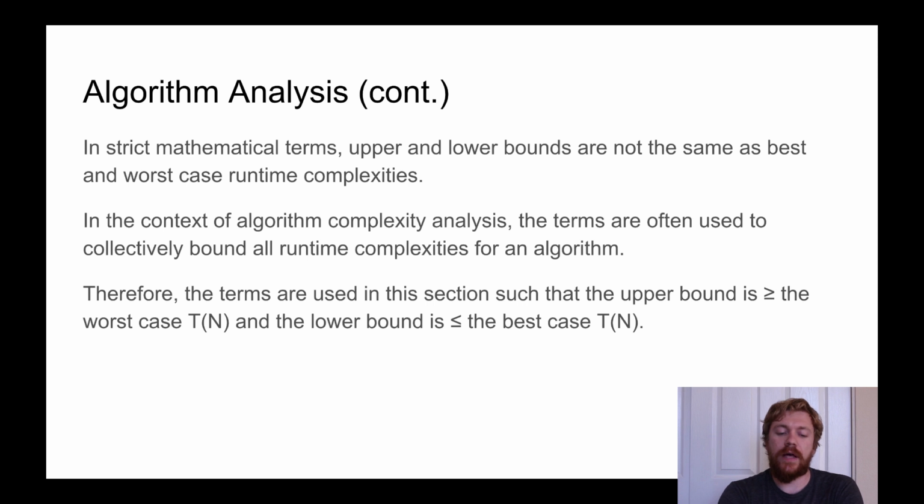In the context of algorithm complexity analysis, the terms are often used to collectively bound all runtime complexities for an algorithm. Therefore, the terms are used in this section such that the upper bound is greater than or equal to the worst case, T of n, and the lower bound is less than or equal to the best case, T of n.